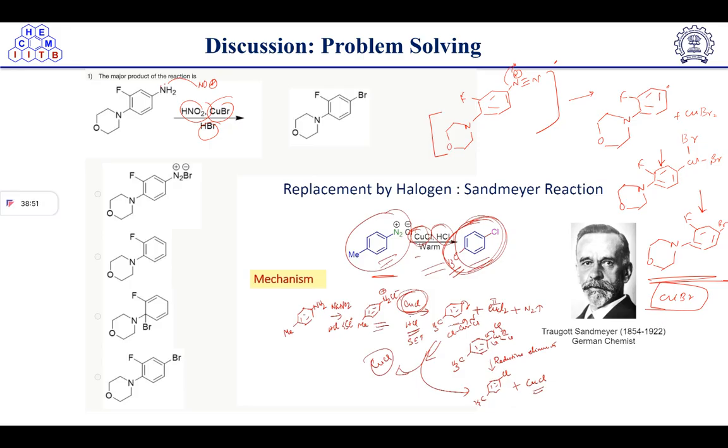Okay. So regeneration of copper bromide is taking place here. Regeneration of catalyst. So this is the mechanism we have shown here. And this reaction is known as the Sandmeyer reaction. We have discussed this one, right? Which was invented by the German chemist Traugott Sandmeyer.